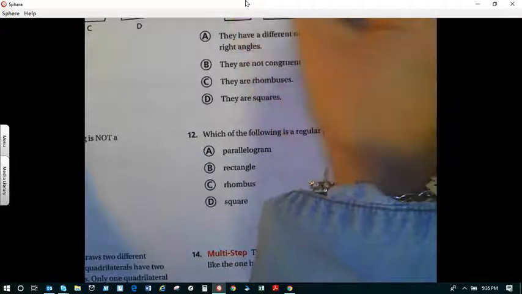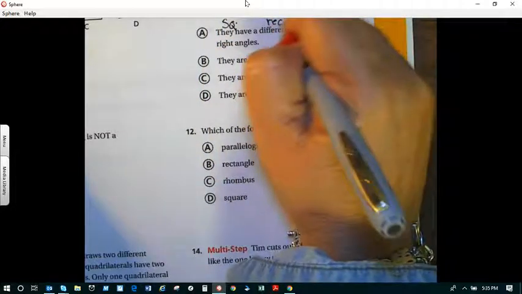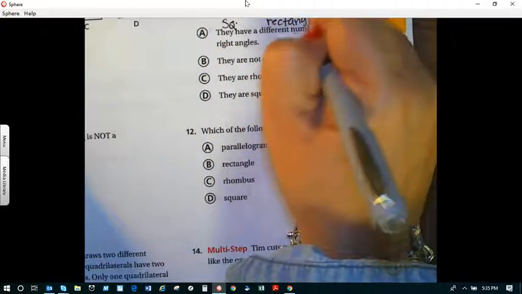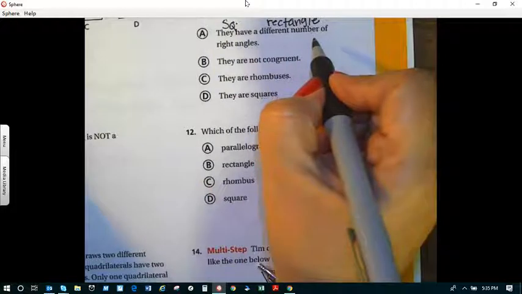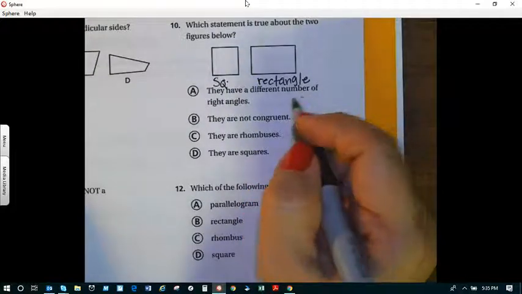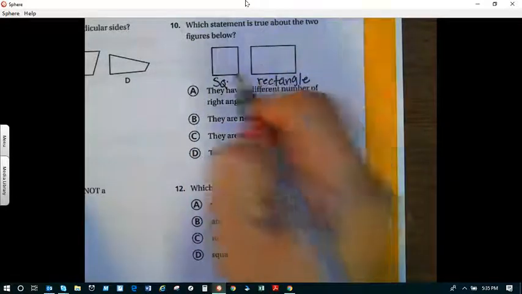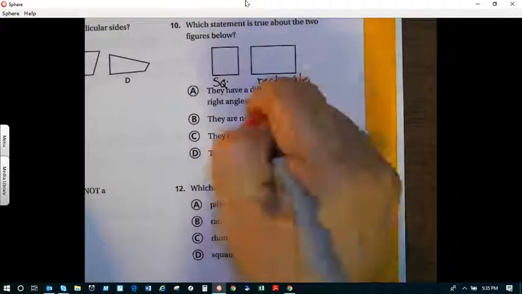Which statement is true about the two figures? Okay, so this is a square, and this is a rectangle. They have a different number of right angles. Is that true? No. This has 4 right angles, and this has 4 right angles. And so that's not a true statement.